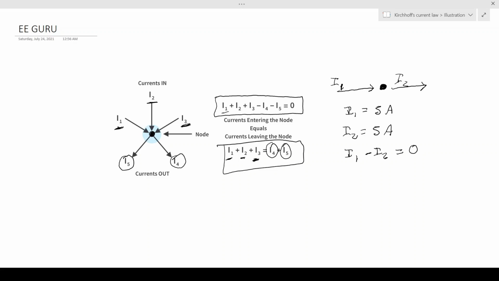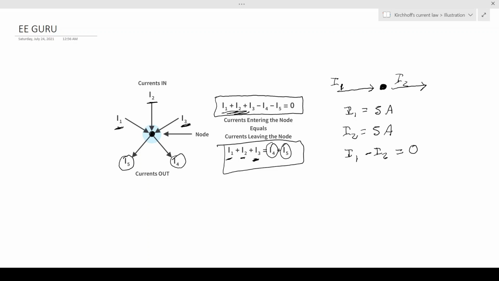Basically, the current that is flowing into the node, I1 plus I2 plus I3, subtracted by the current that is flowing out of the node, I4 and I5, is equal to 0. That's the conservation of current at a node.